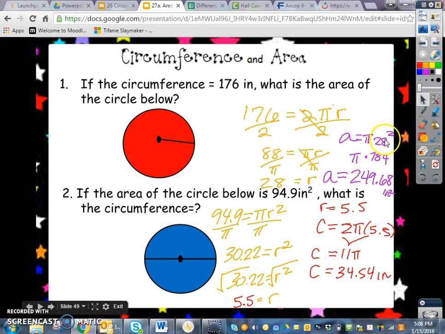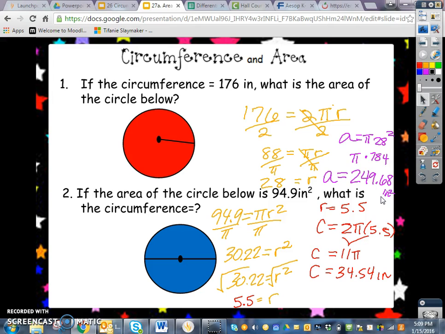Okay, so we're going to plug it in over here. Area equals pi times r squared. And we know that the radius is 28. So 28 squared in your calculator is 784. 784 times pi is 249.68 inches squared. Okay, so that's all there is to it.